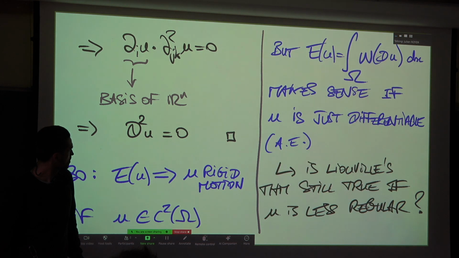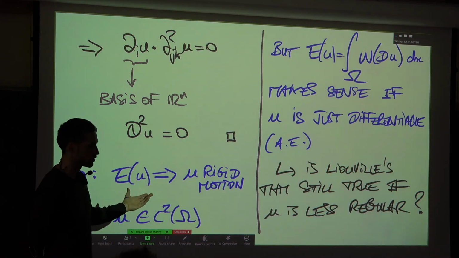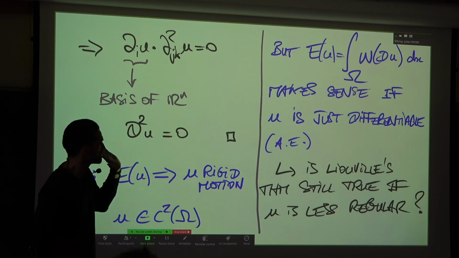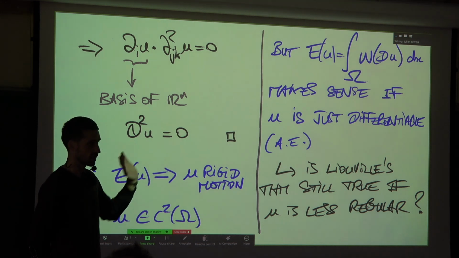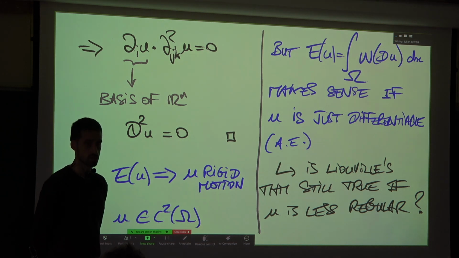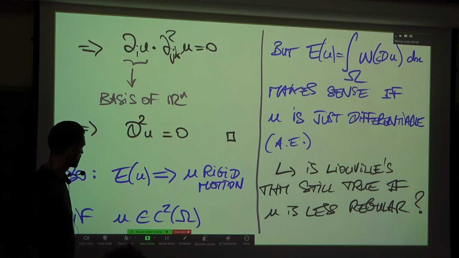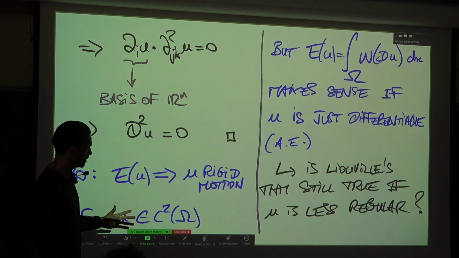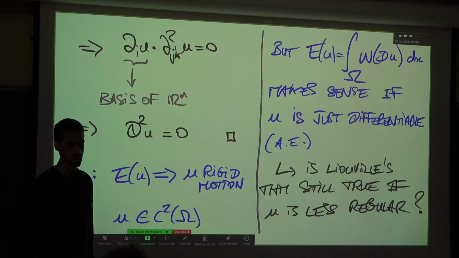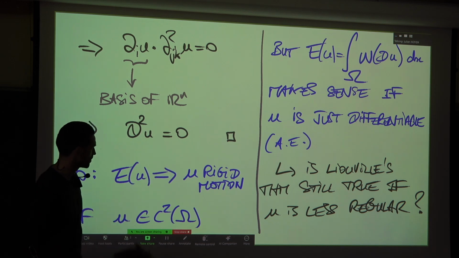So it's kind of, in some sense, disappointing that we had to use second derivatives, because really the energy makes sense without second derivatives, right? I can think of that energy with a map U that is just differentiable, even almost everywhere. So the question that is natural to ask is this implication: is it still true if U is actually less regular? There are many ways of proving that this implication is true if U is less regular.